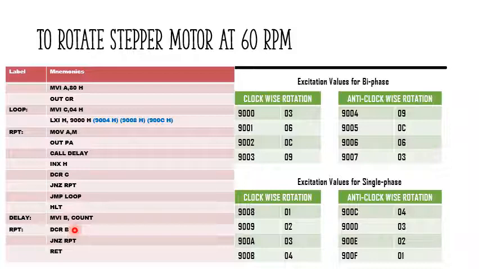So now I will explain the program in each step. First, initially we have loaded the 8255 control word in the accumulator. This 80 states that all the ports of 8255 are configured as outputs. Next, the control word is moved to the control register.